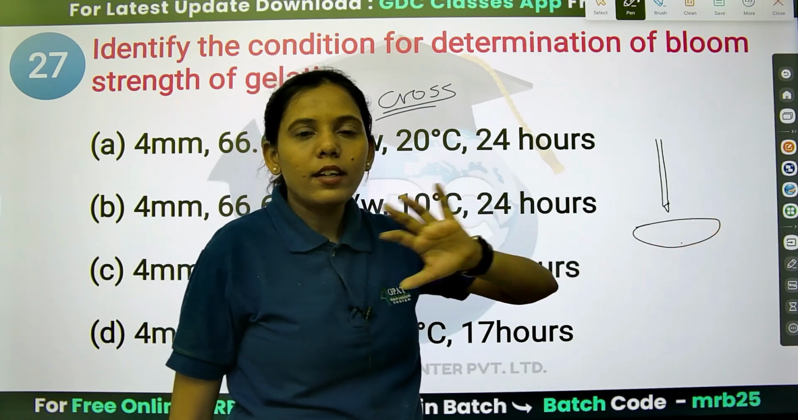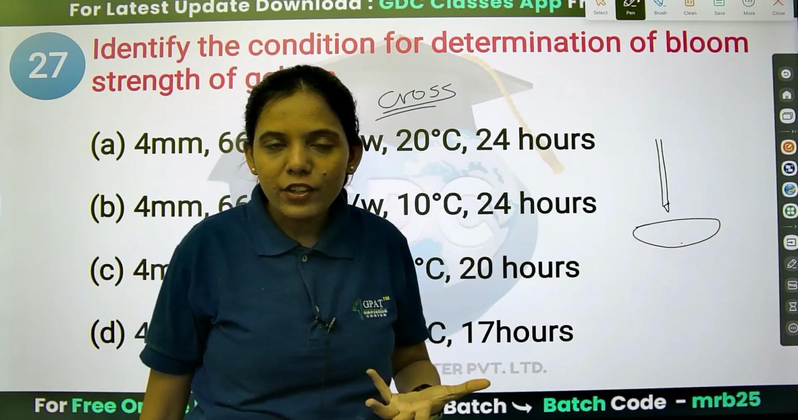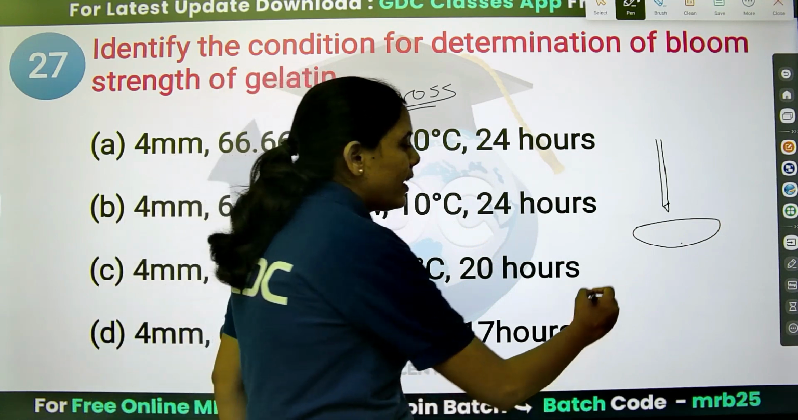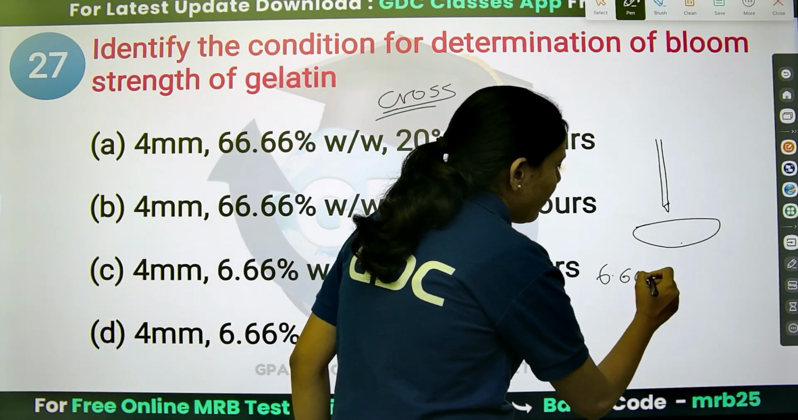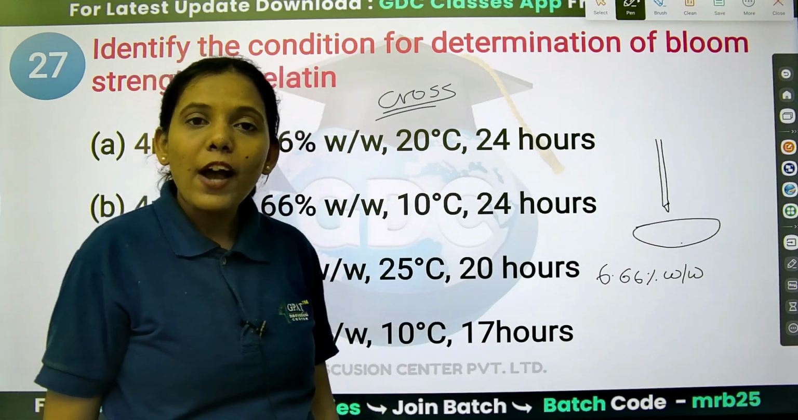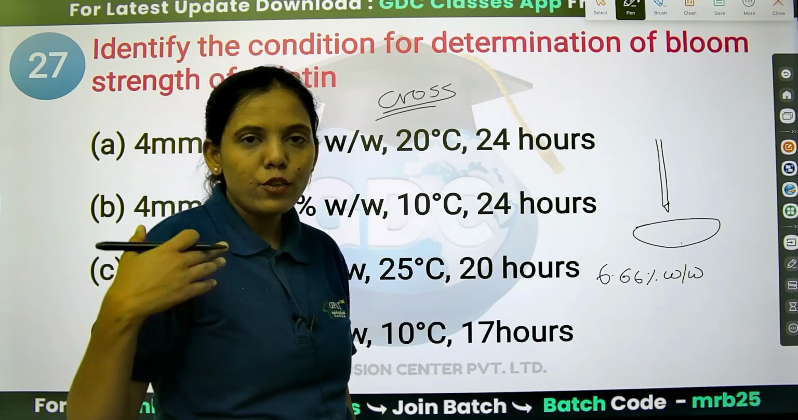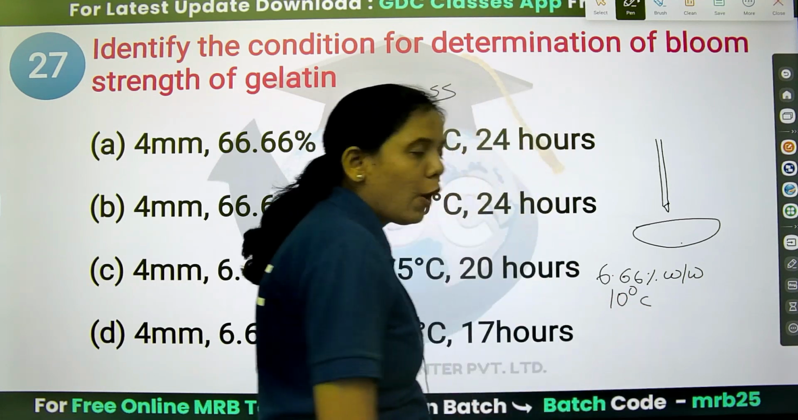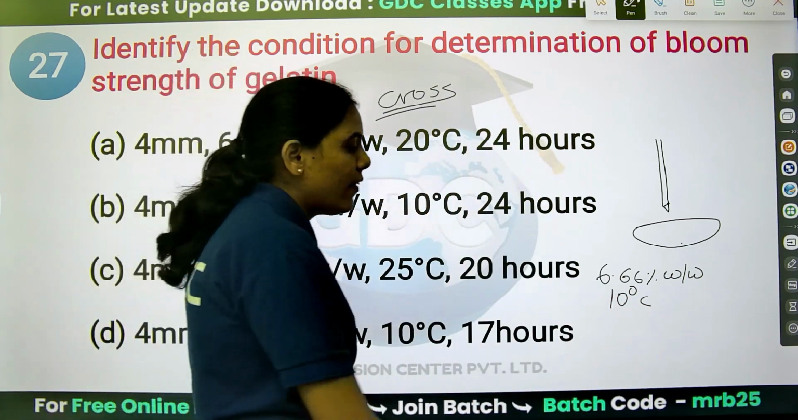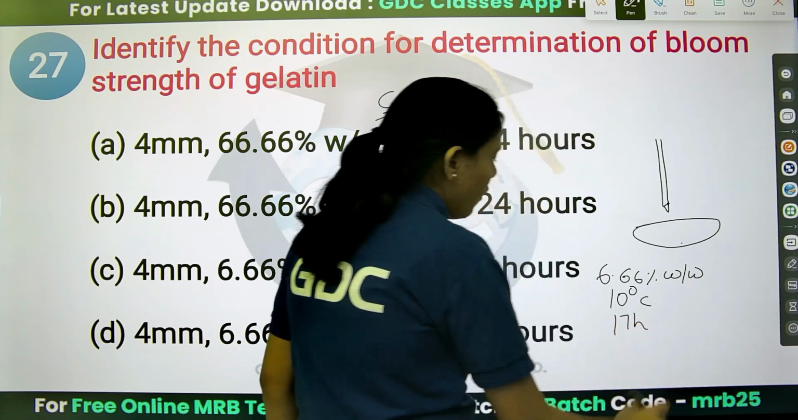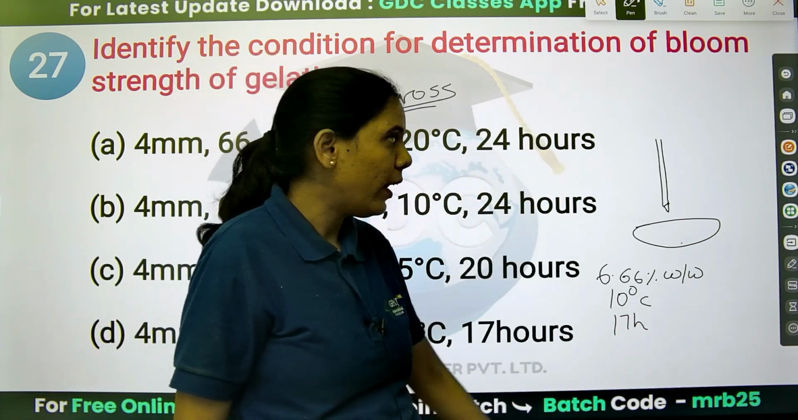Okay. There are certain conditions. For making the gelatin solution, how much percentage of gelatin solution will you use? 6.66% weight by weight. You will make a gelatin solution. You have to make it solidify, right? So you will keep it at 10 degrees Celsius. For how much time will you keep this? 17 hours. For 17 hours you will keep it, okay?